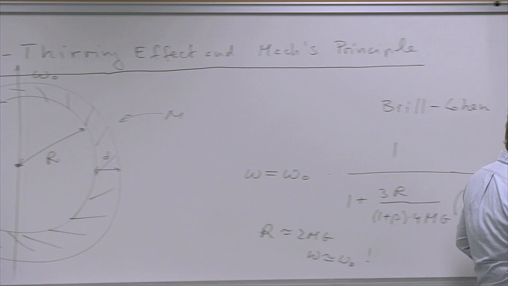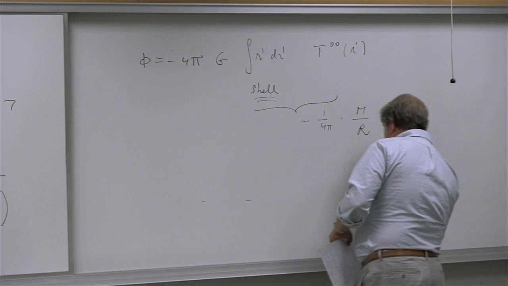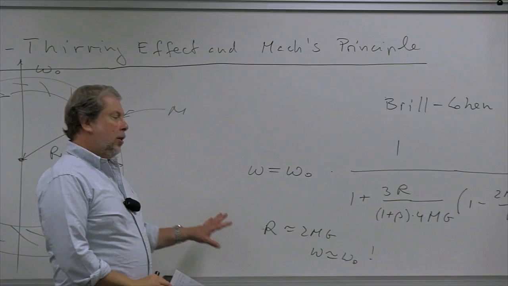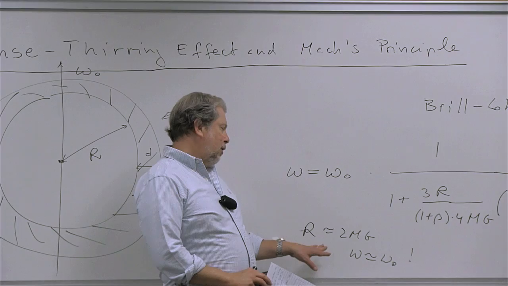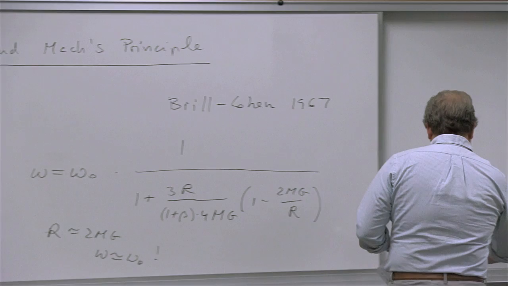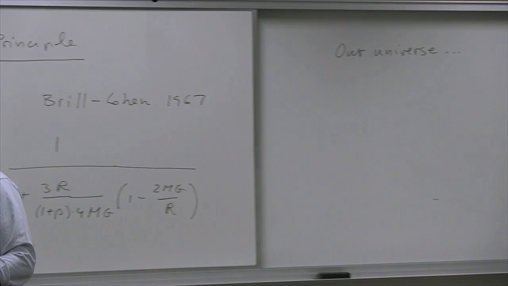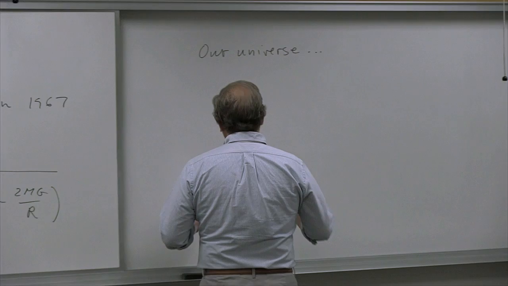If Mach's principle is exactly satisfied, then you have to have that omega is about the same as omega naught, which means that for Mach's principle to be exactly satisfied, you have to have a relationship of this type. And so now you can check for our universe whether something like that is anything close to the truth. Because if Mach is correct, then there should be a relationship of this type.